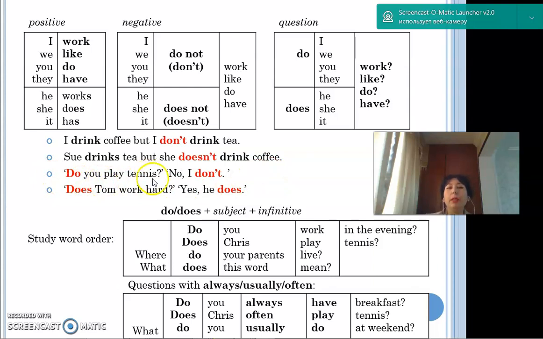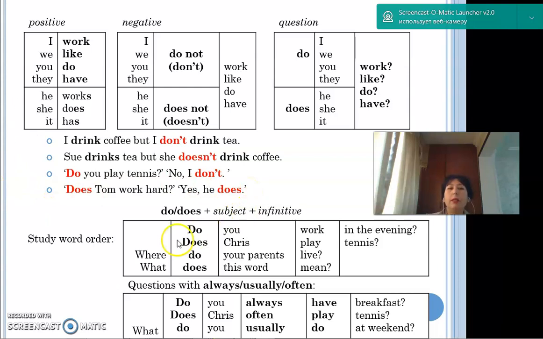Questions. Do you play tennis? No, I don't. Look at the short answers. If the question starts with do, we use don't in the answer. Does Tom work hard? Yes, he does.